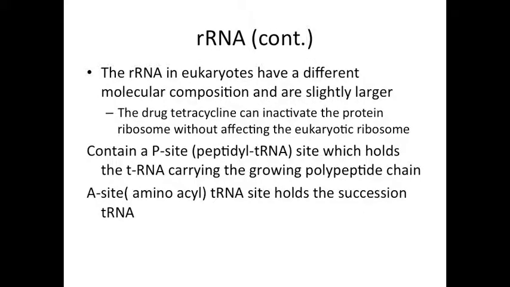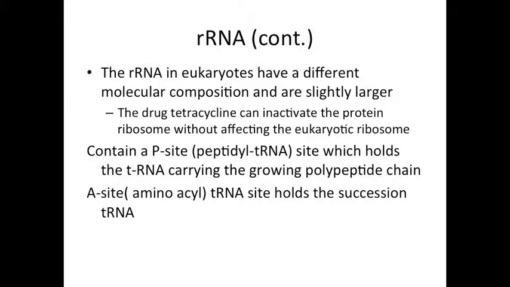A significant difference between eukaryotes and prokaryotes is the difference in rRNA. In eukaryotes, the rRNA is slightly larger and has a different molecular composition. Different drugs can have different effects on prokaryote ribosomal RNA and eukaryote ribosomal RNA. For example, the drug tetracycline can inactivate the ribosome in prokaryotes because of a different structure, but it does not affect the ribosome in eukaryotes because of a different molecular composition.